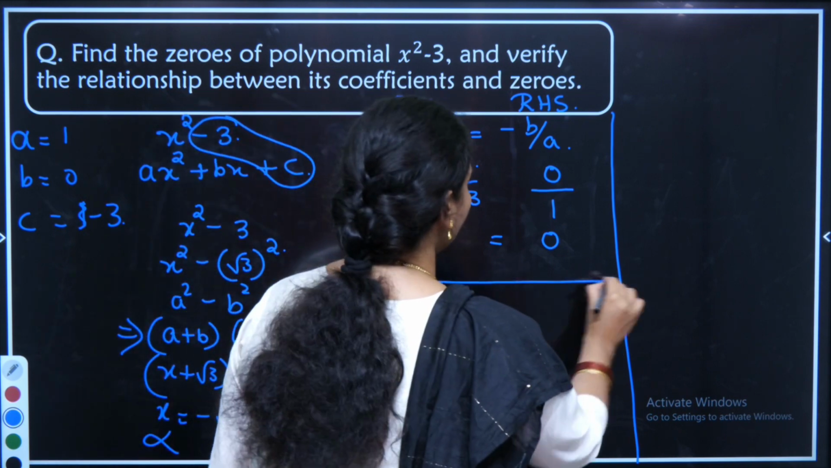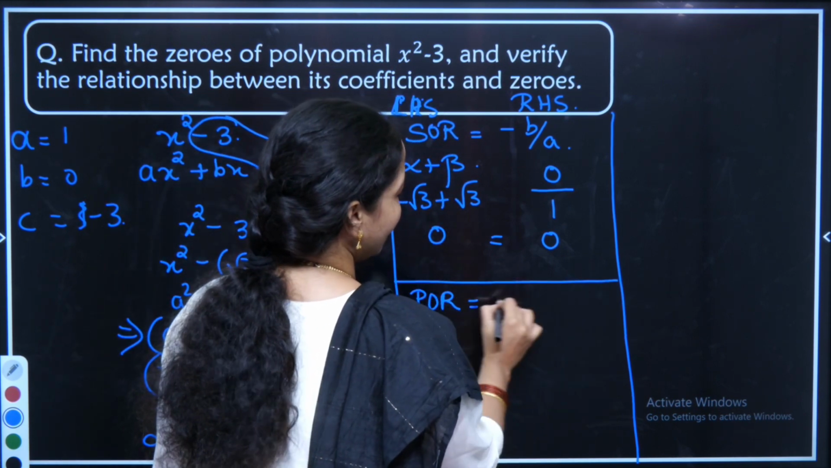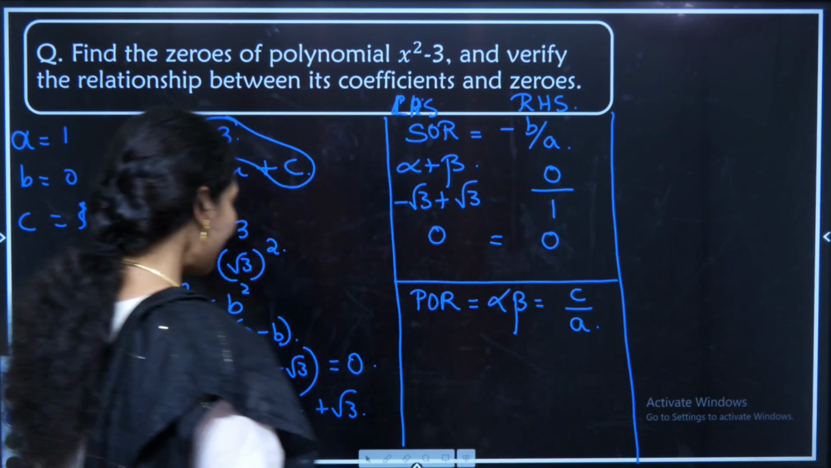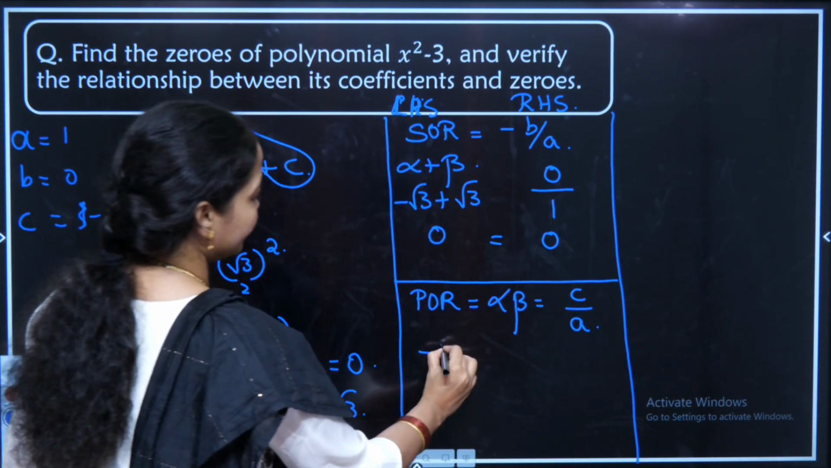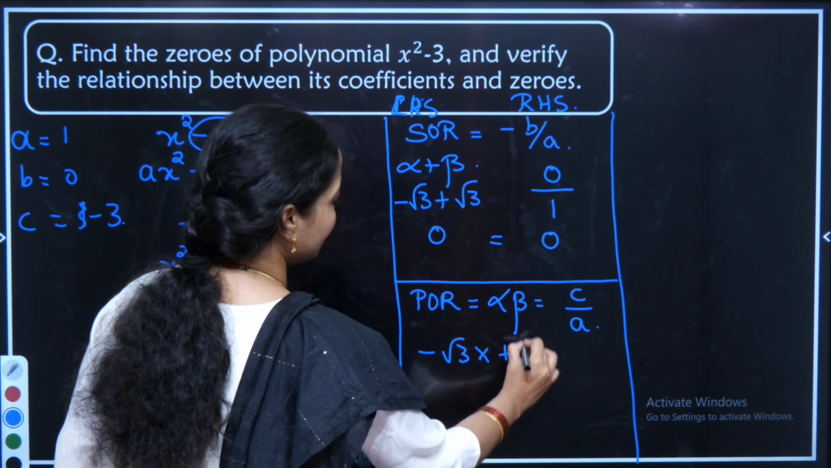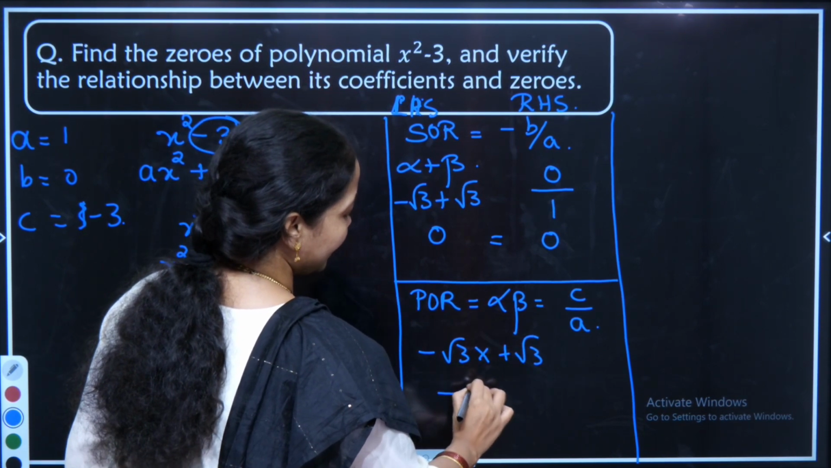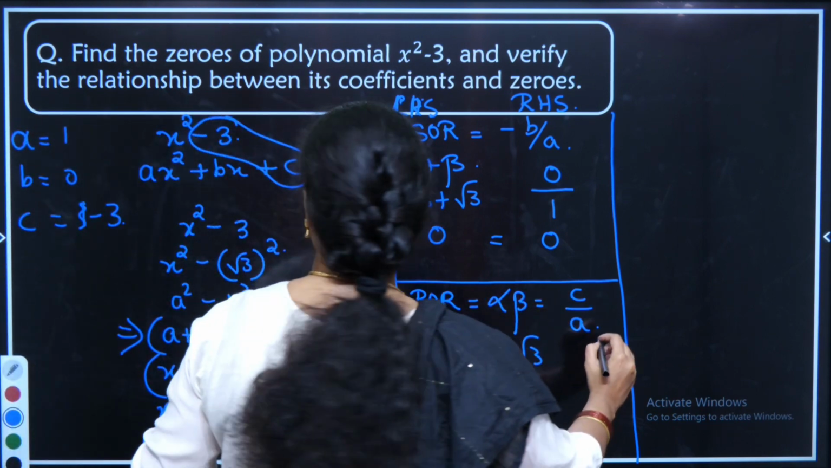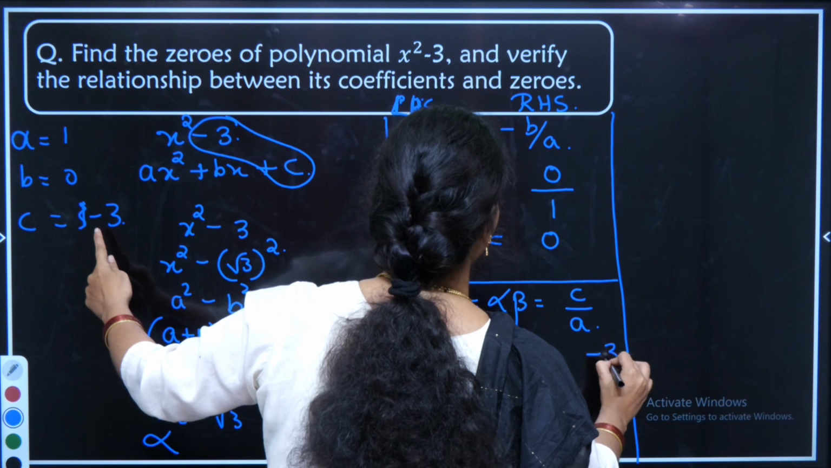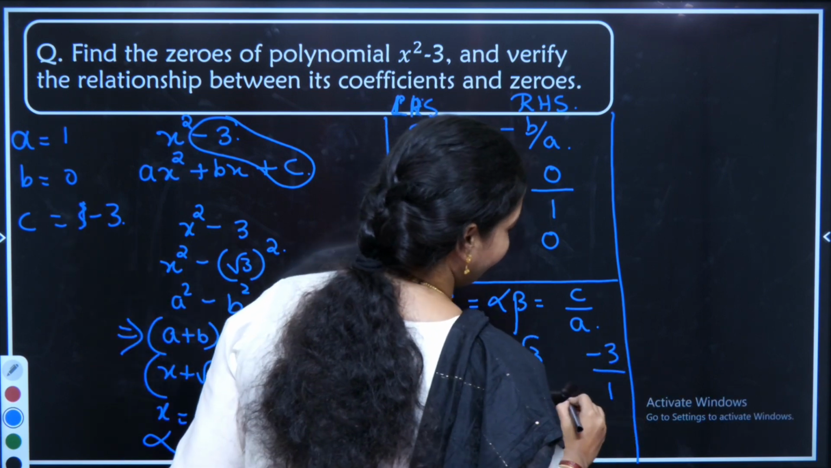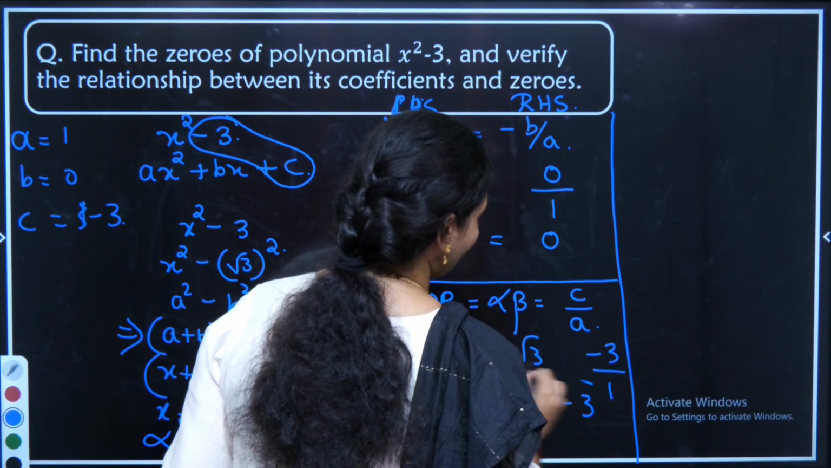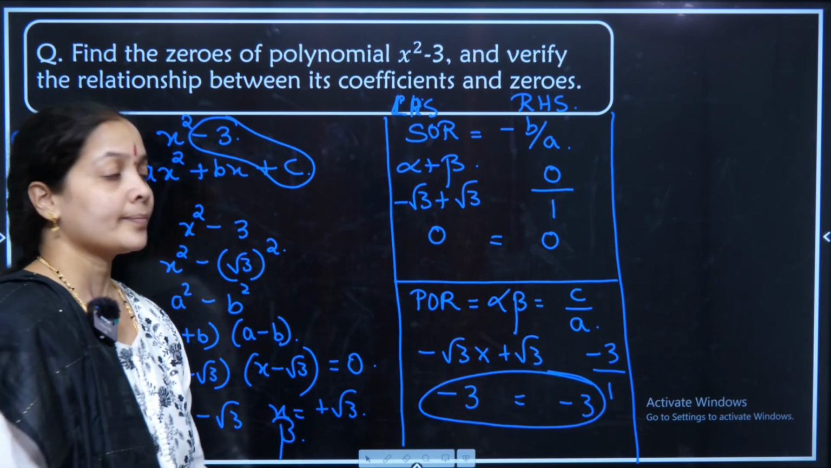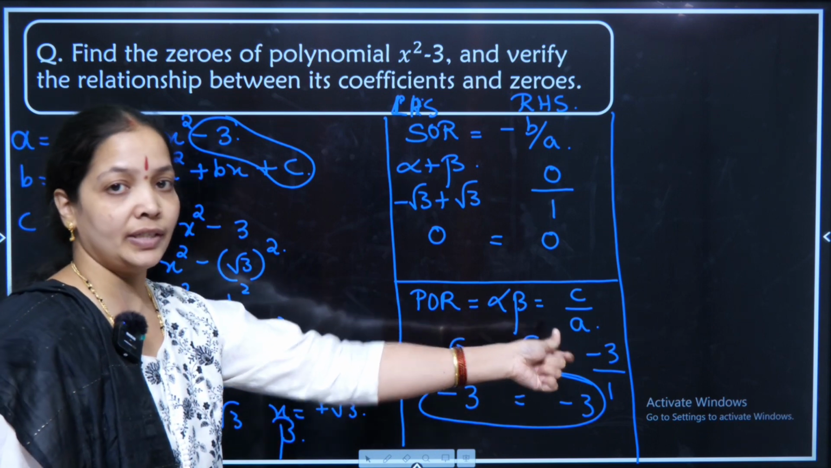Coming to product of roots. Product of roots is determined by the formula alpha into beta, that is c by a. What is my alpha? Negative root 3. What is my beta? Positive root 3. When I multiply them, I get negative 3. This is my LHS. On the RHS, c from the equation is negative 3 and a is 1. Negative 3 by 1 is again negative 3. So these two are equal to each other. LHS is equal to RHS. Hence the product of roots is also verified.